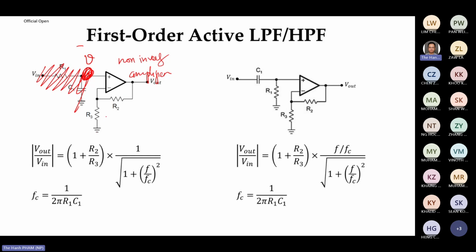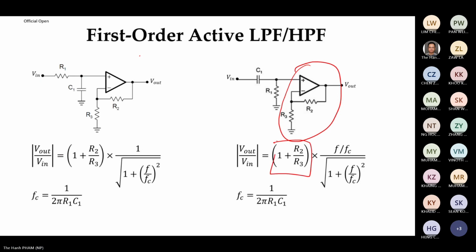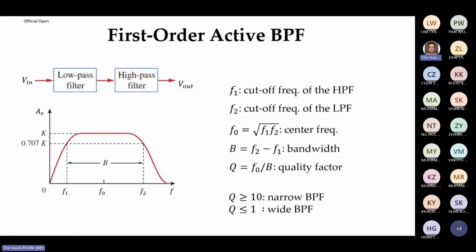So for the non-inverting amplifier, the gain is 1 plus RF over RI, or in this case, R2 over R3. So this portion provides you with the gain, and this portion is doing filtering. Same thing for the high pass filter. This portion gives you the gain, and this portion is doing the filtering, right? So that is an example. And of course, you can combine low pass and high pass to have this.